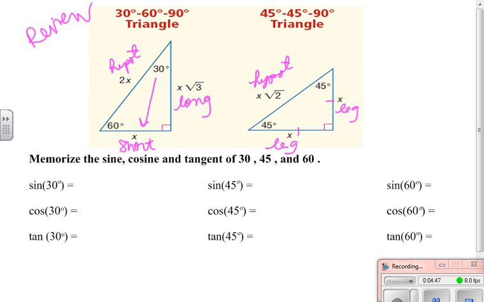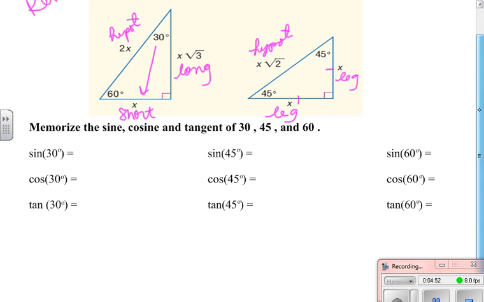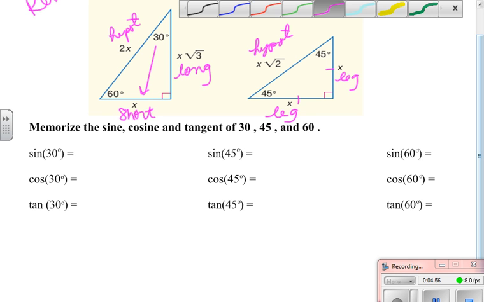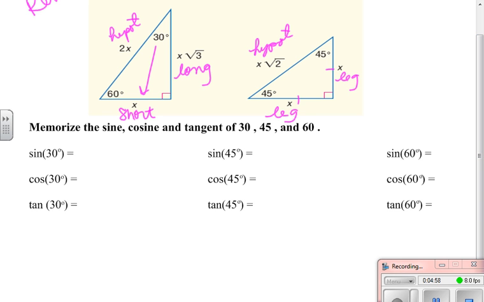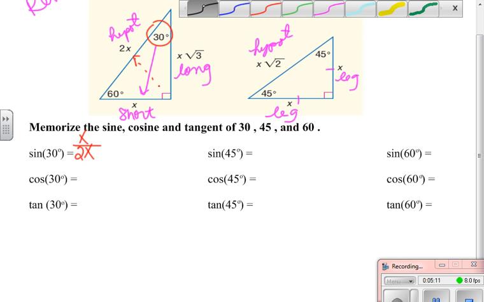Now this is where we need to start memorizing some things. If I'm looking for the sine of 30, here's my hypotenuse. My sine of 30 is going to be x over the hypotenuse, 2x. Well, x over 2x cancels, leaves 1. The sine of 30 is 1/2.